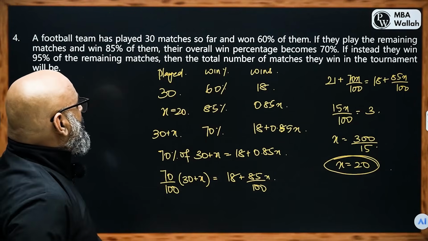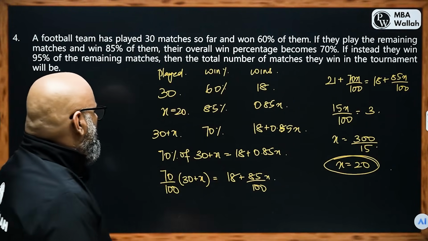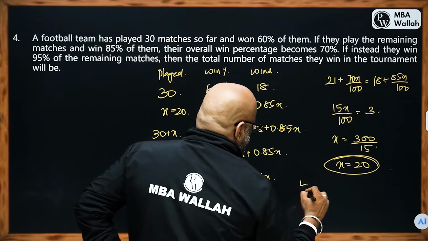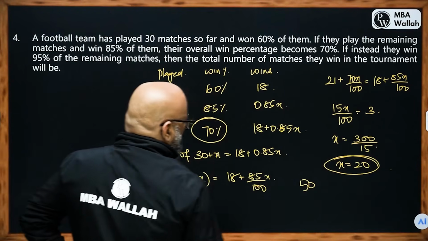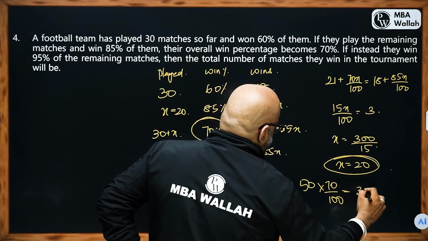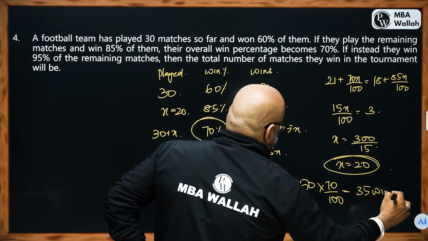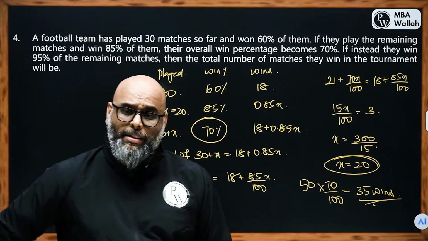The question is the total number of matches they win in the tournament. What is the total number of matches won? They have played 50 matches, out of which they have won 70%, into 70 by 100. So they have won 35 wins. They have won 35 matches and that's our answer.